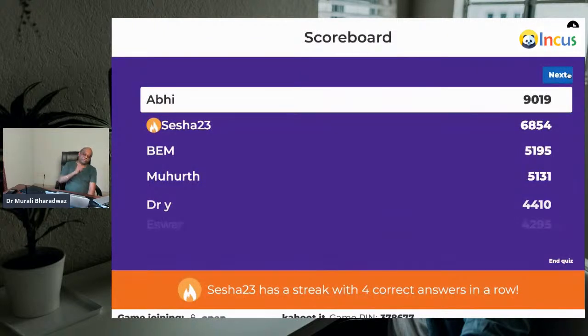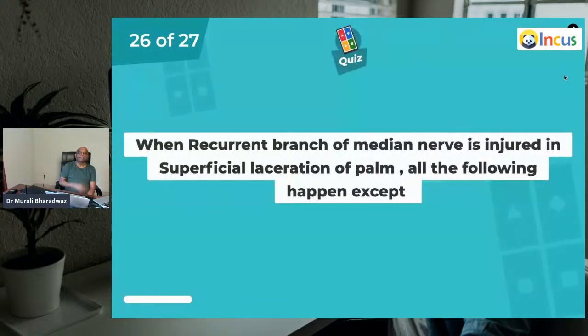So, doctor, Sesha is having a streak with 4 correct answers. Still, Abhi is on the top position. I'm so proud of you, Abhi. Okay, one more last question is there.